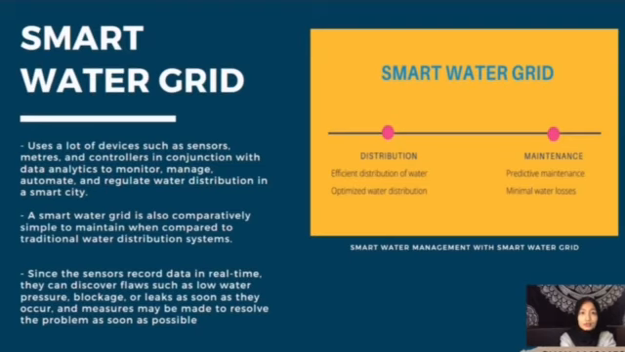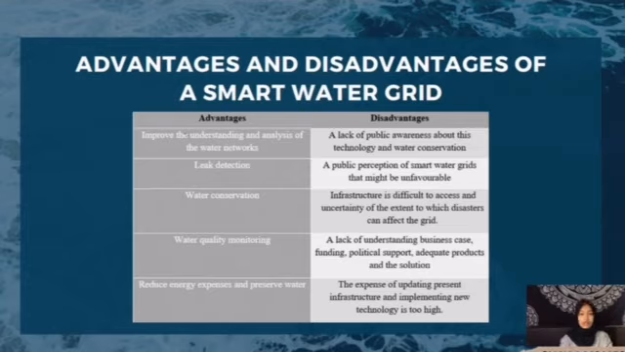Smart water grid uses a lot of devices such as sensors, meters, and controllers in conjunction with data analytics to monitor, manage, automate, and regulate water distribution in a smart city. Of course, every technology has pros and cons because every invention will inevitably have some disadvantages. So, these are some advantages and disadvantages of smart water grid.